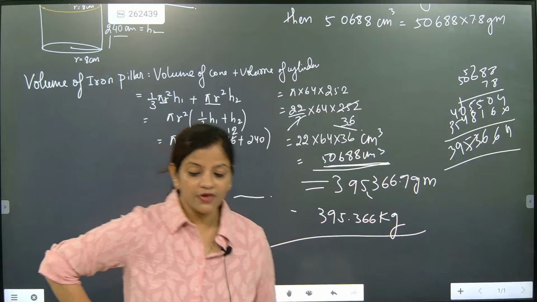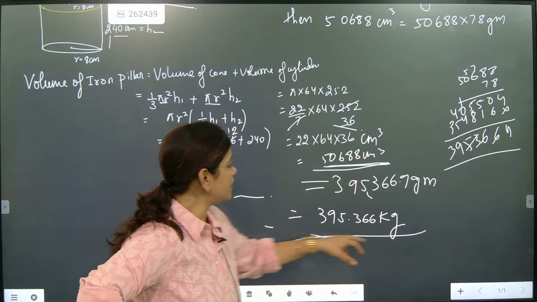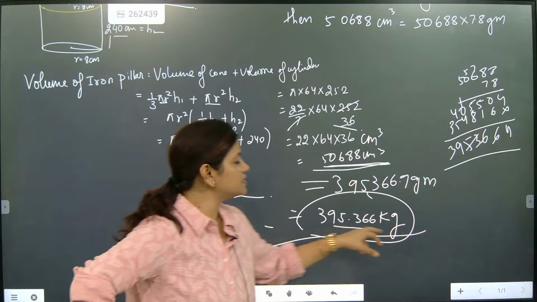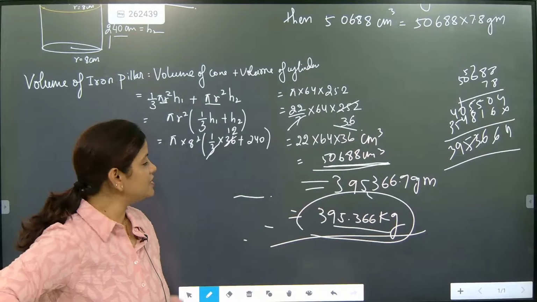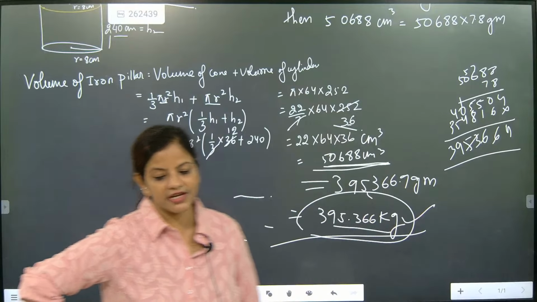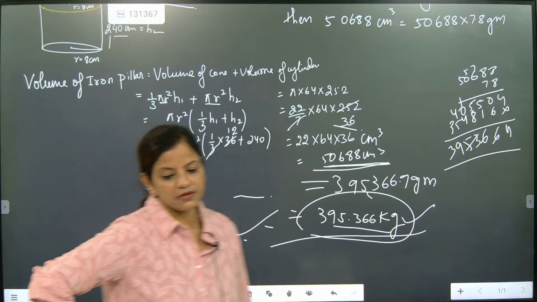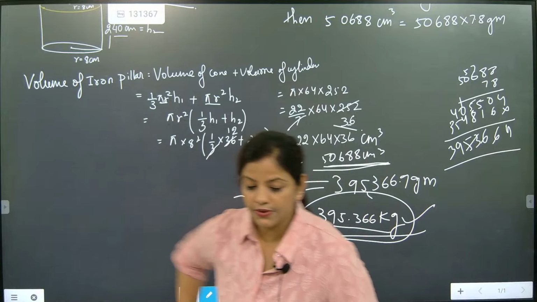Okay, fine. So what we are going to do is, thank you for giving me. Now look at 395.366 kg. This is exactly that part. 395.366 kg. So this is exactly going to get the answer. Fine. We'll do the next question.